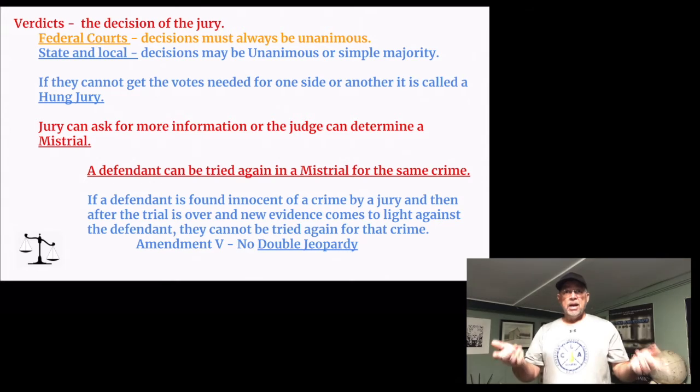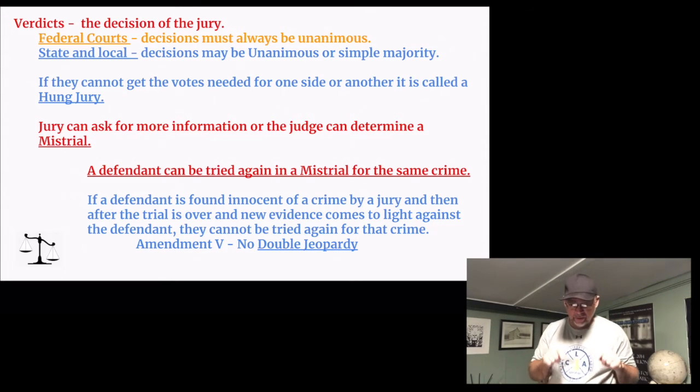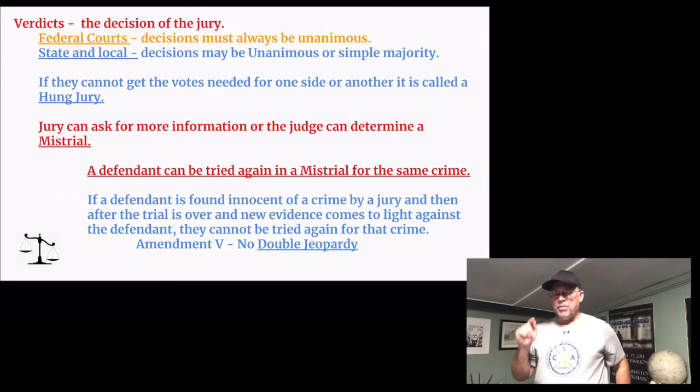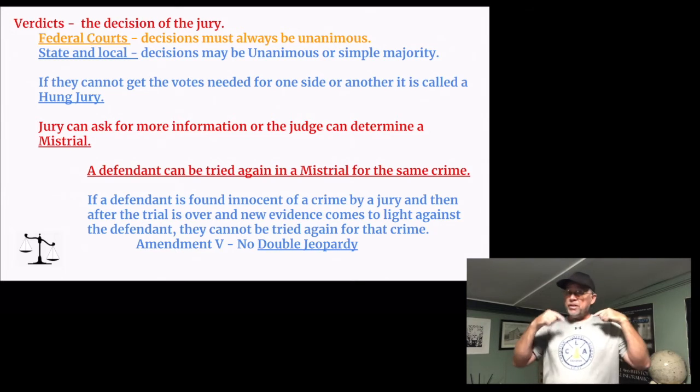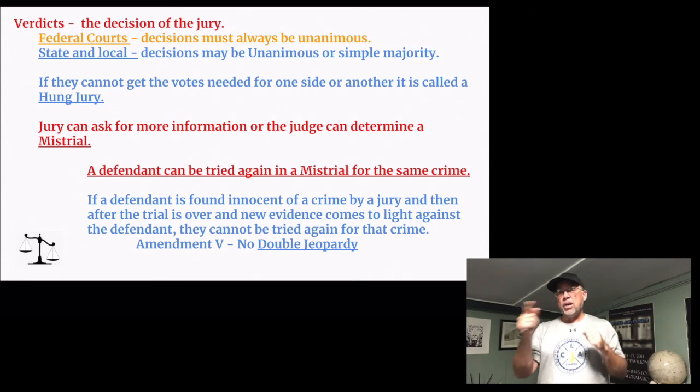Now, one of the things that's fascinating about this is that a defendant can be tried again for the same crime after a mistrial. So if it's a mistrial, they can be tried again.